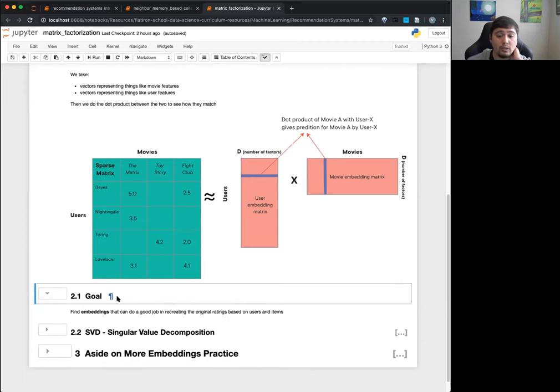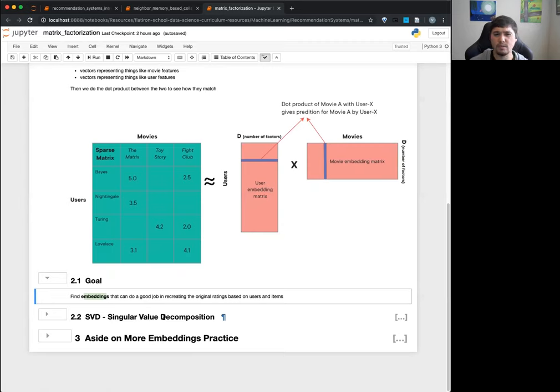Okay. So our ultimate goal is basically to find embeddings, which are these latent features that are going to do a good job of giving the original ratings based on users and items, being movies in this case. Okay, follow me so far? Make sense? Okay, so if you follow me on that, then there's one strategy we can use called SVD, or singular value decomposition.